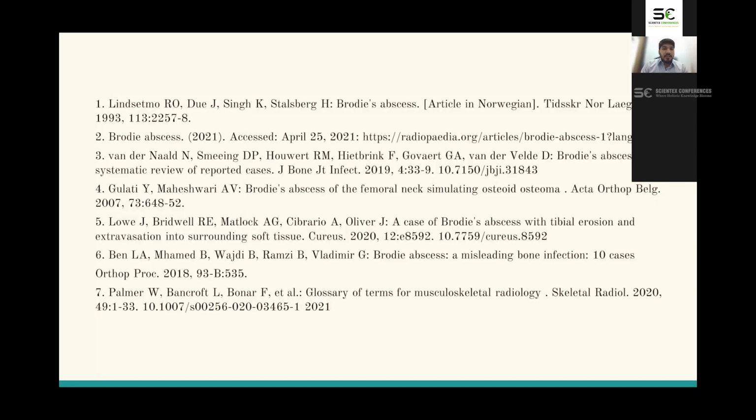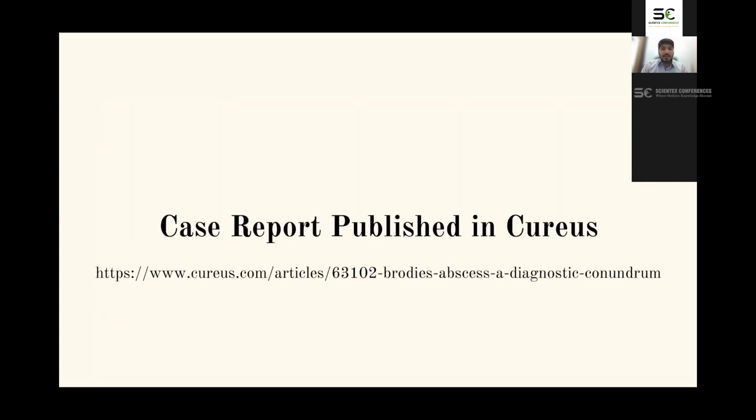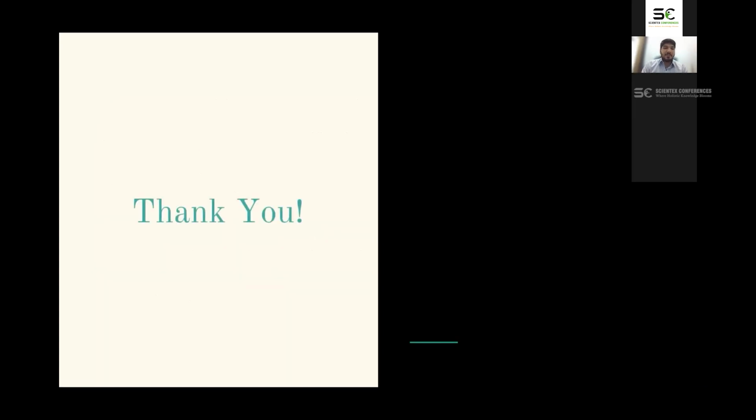These are all the references that we used for the case report. It's published in Cureus, "Brodie's Abscess: A Diagnostic Conundrum." And thank you, I hope you enjoyed the case report. For us, it was a very interesting case and a very interesting literary experience to write this case report. If you have any questions, I would be happy to take them.